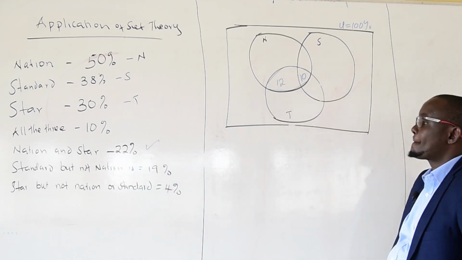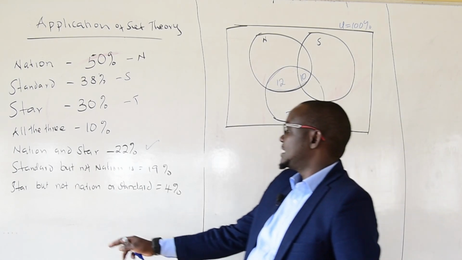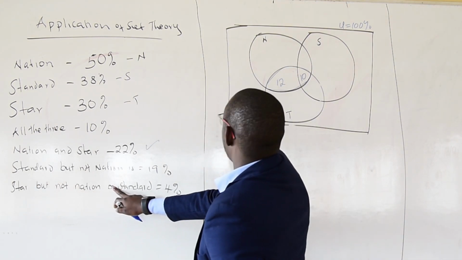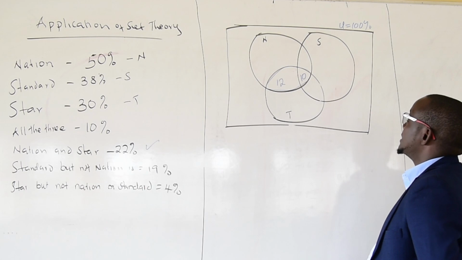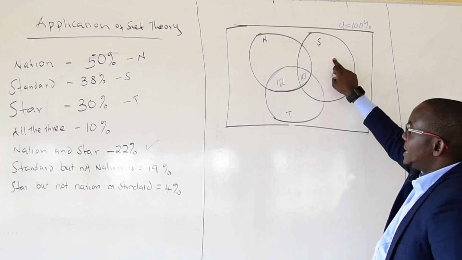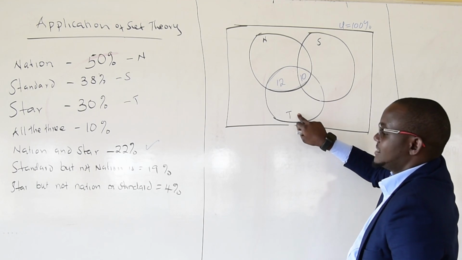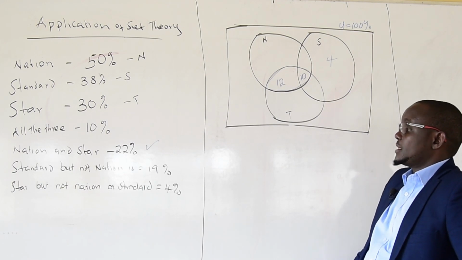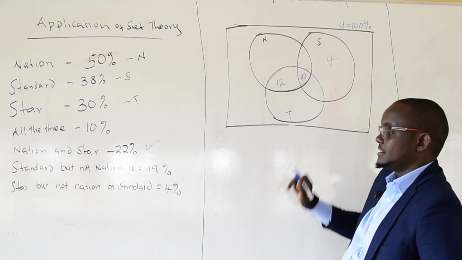Then we are told, we can start with the Star here. Those that read Star but not Nation or Standard is 4%. So they are in the circle for Star, but they are not reading Nation and they are not reading Standard. The 4% is here.